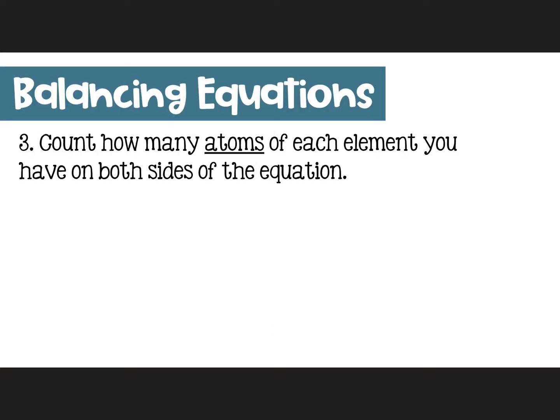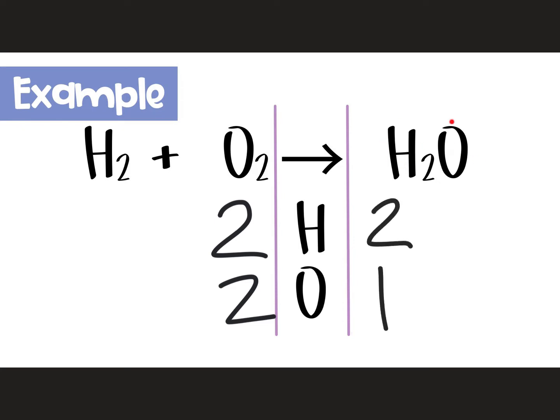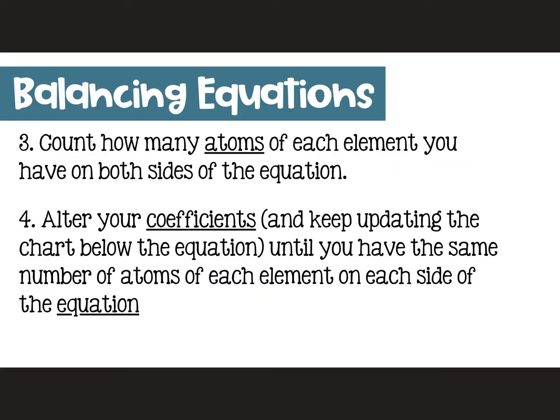Now, count how many atoms of each element you have on both sides of the equation. For our reactants, you can see we have 2 hydrogen atoms and we have 2 oxygen atoms. On the product side, we have 2 hydrogen atoms and we have 1 oxygen. Now, let's alter our coefficients and keep updating the chart below the equation until there is the same number of atoms of each element on each side of the equation.